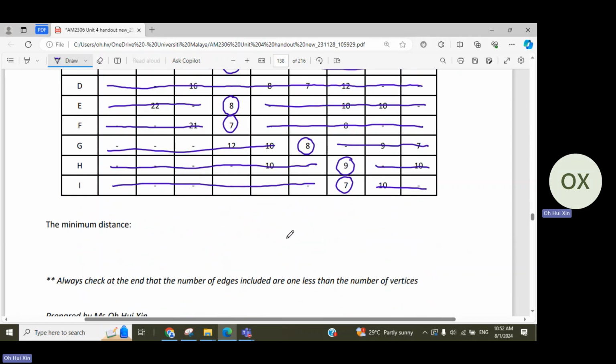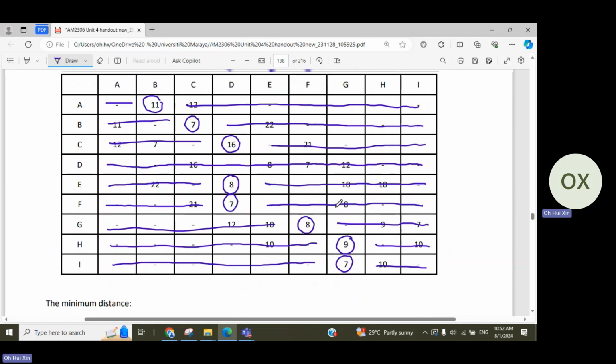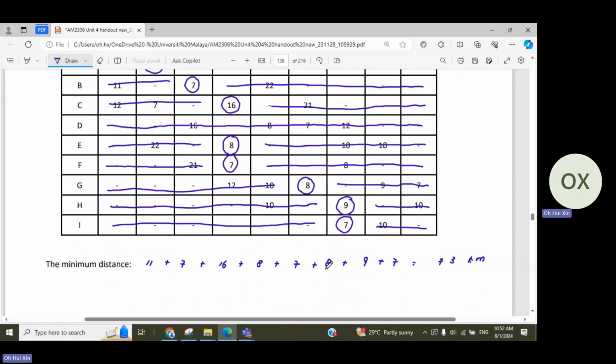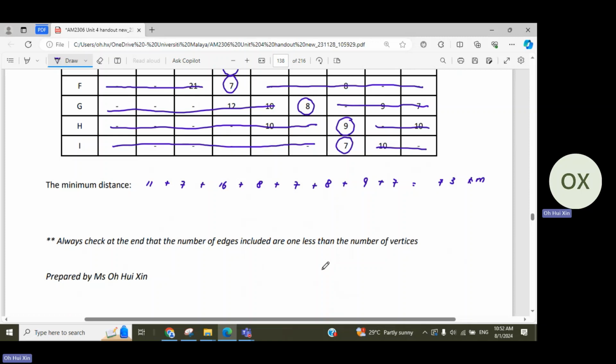So if you remember, the previous answer is supposed to be 73, but we're just writing it down. It means you can add up all the numbers that you have circled: 11 plus 7 plus 16 plus 8 plus 7 plus 8 plus 9 plus 7, and that's where you have 73. All right, so that's how you do this question.